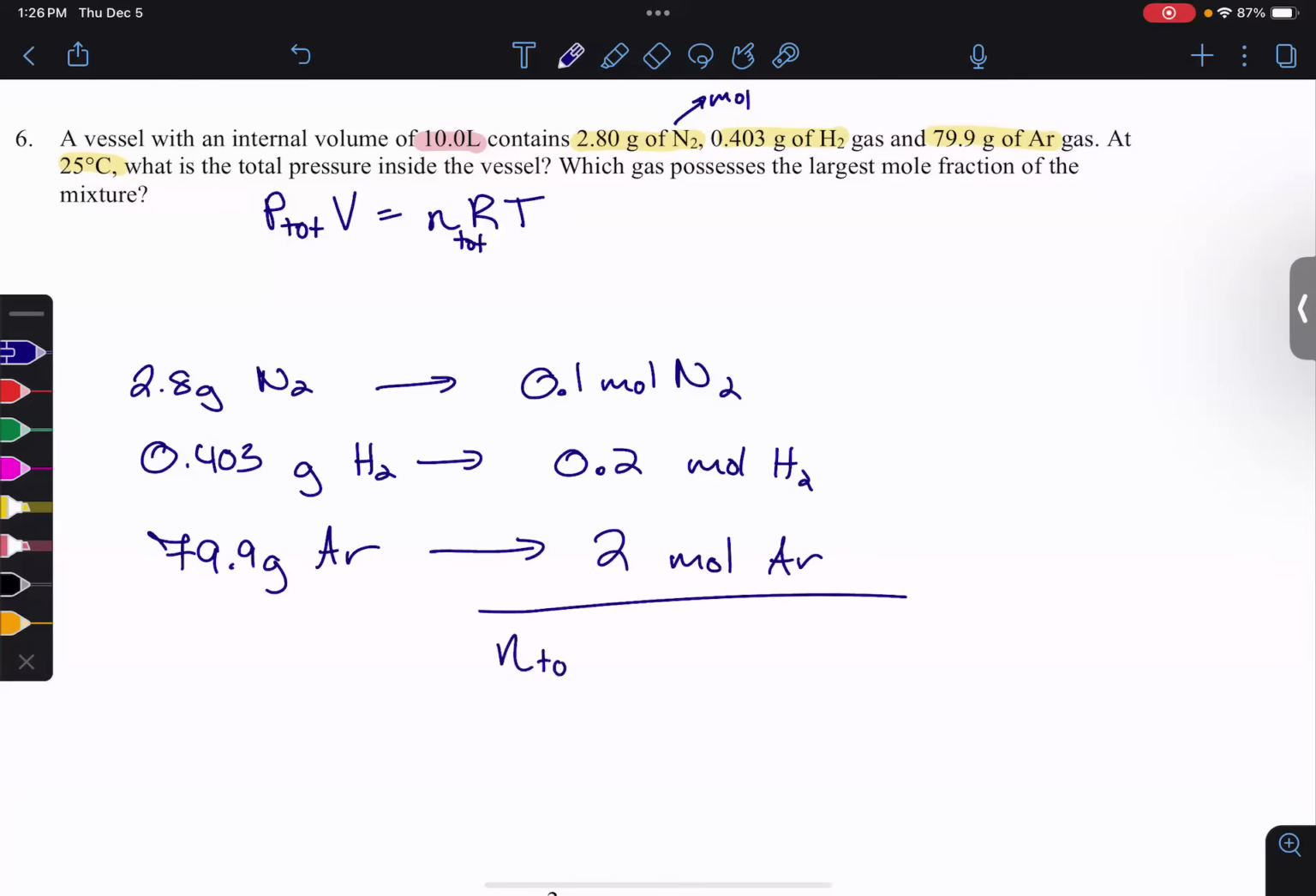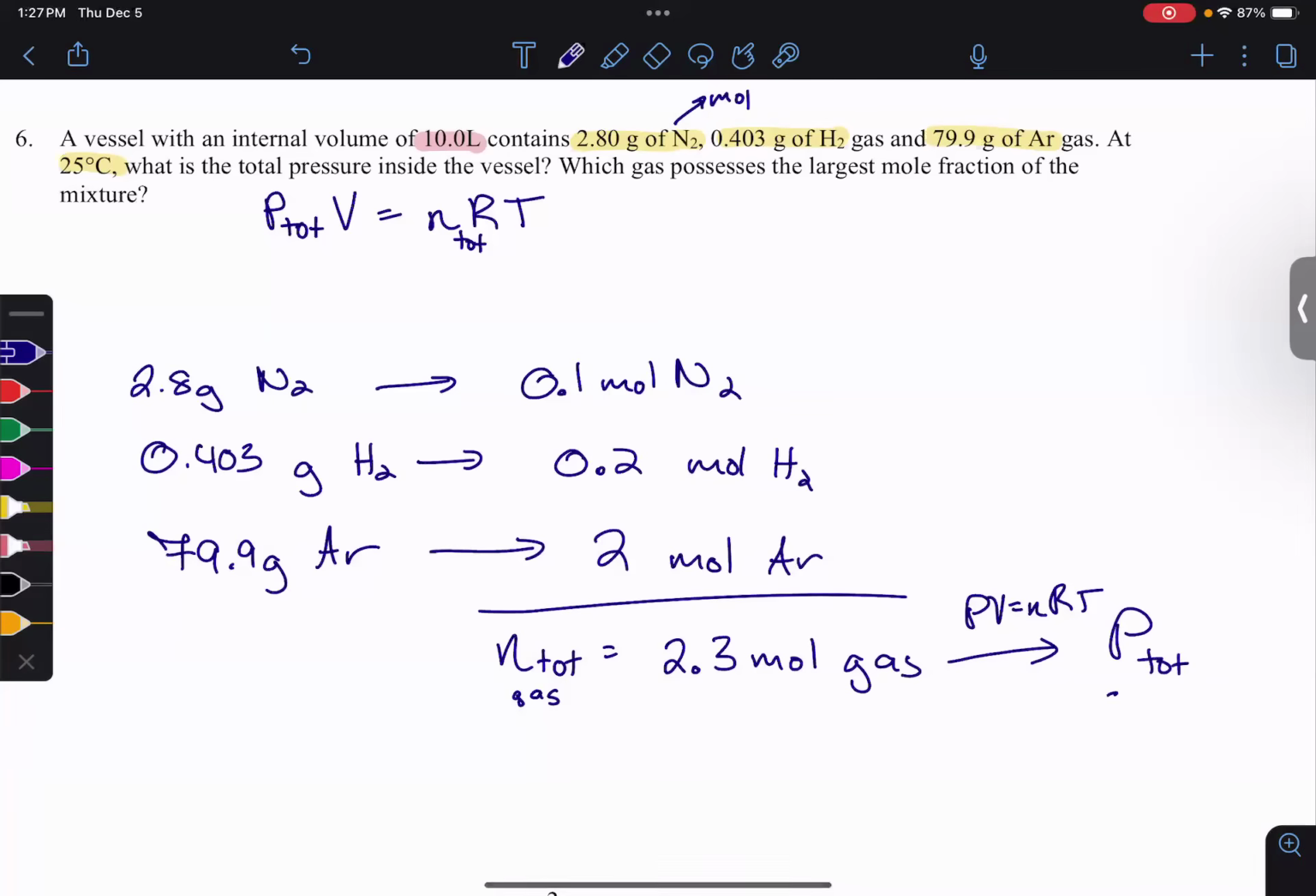So the total number of moles of gas that we have in this container is 2.3 moles of gas, all right? And so when we plug this number into PV equals nRT using the information given in the problem, that gives us our total pressure. And if you do that, I think you get something like 5.62 atmospheres, right? That's the total pressure. All right, and then finally, which gas possesses the largest mole fraction in the mixture?